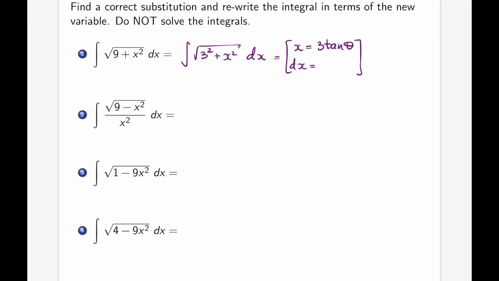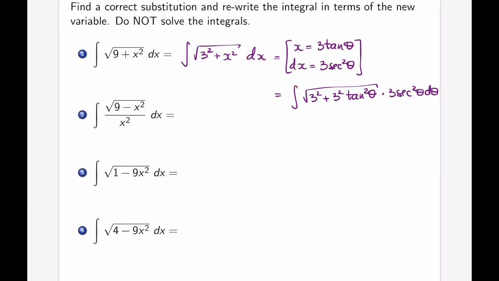So here I have to take a derivative of 3 tangent theta, and the derivative here will be 3 secant squared theta. So now let's plug all of this back into my integral. So what am I going to have? I'm going to have the integral of 3 squared. So let's leave it like that. 3 squared plus x squared, which is going to be 3 squared times tangent squared theta. 3 squared tan squared theta, times dx, which is 3 secant squared theta.